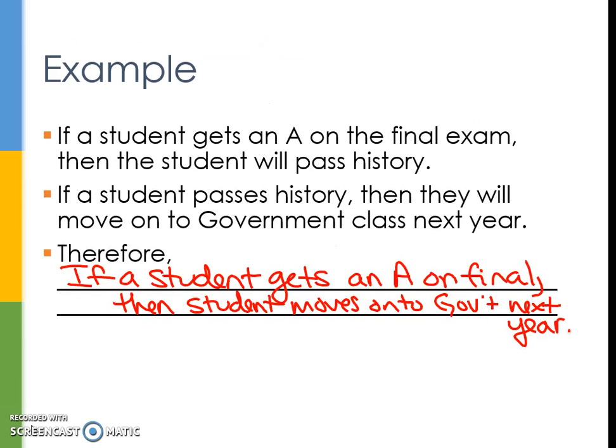If a student gets an A on the final exam, then the student will pass history. If a student passes history, then they will move on to government class next year. Therefore, if a student gets an A on the final, then the student moves on to government next year. So basically, the first two are true, the second two are true, then the first and the third is true. It's like the transitive property: A equals B, B equals C, then A and C equal each other. It's a similar concept to that.